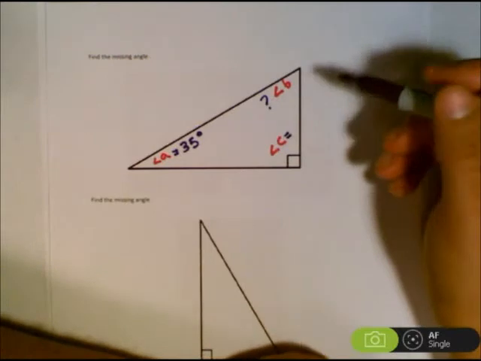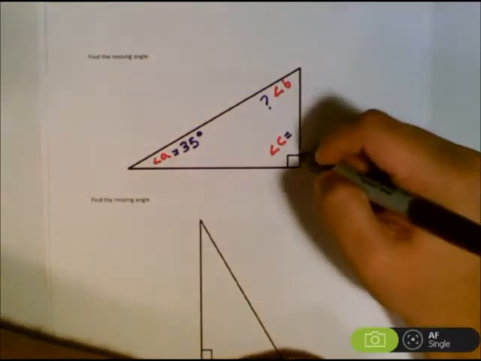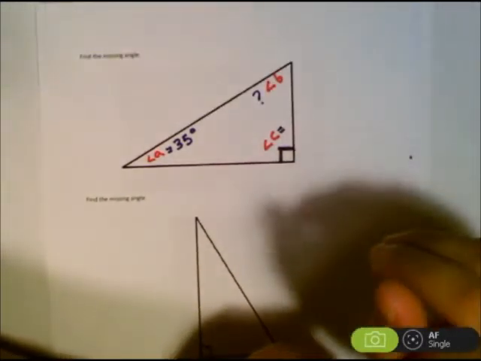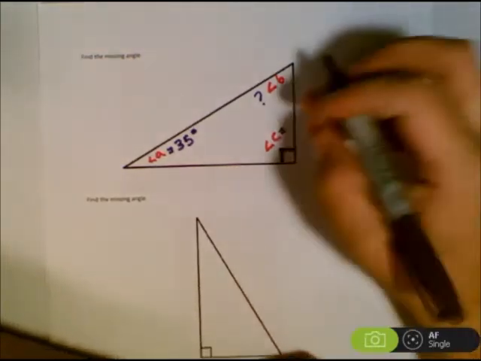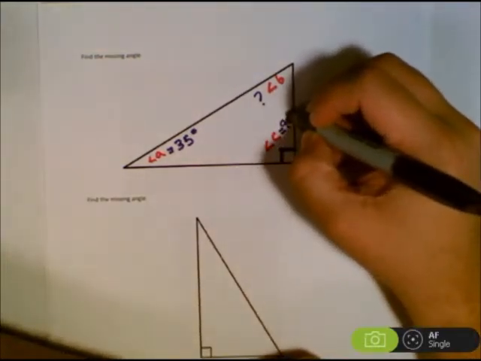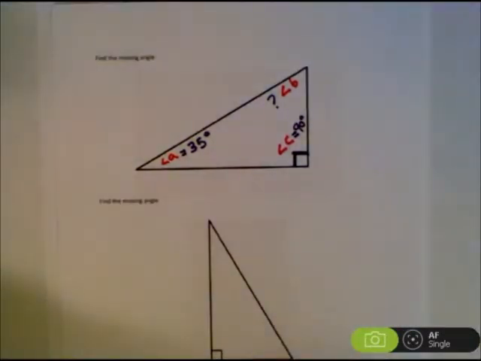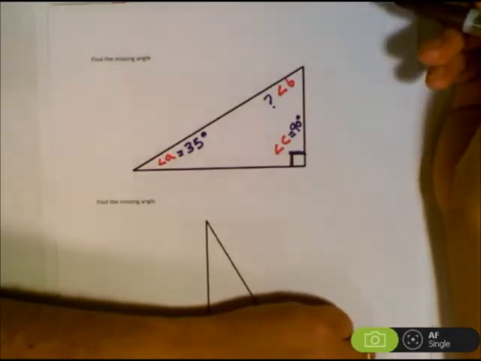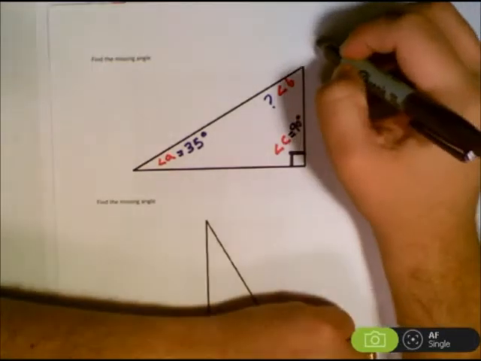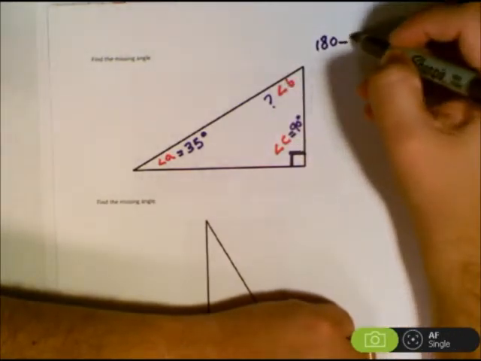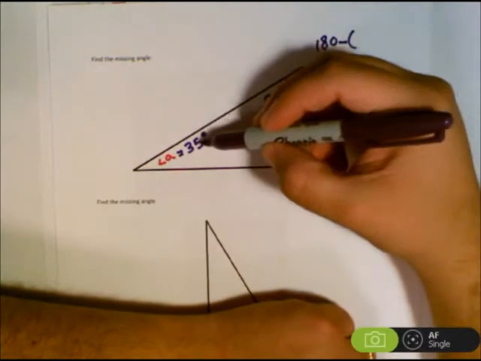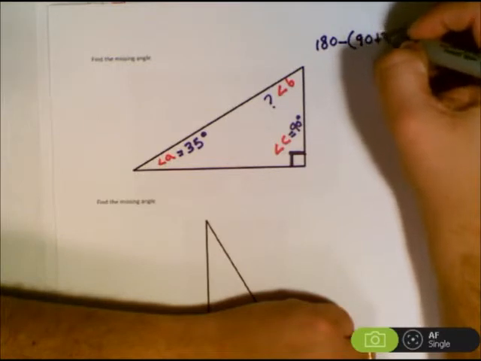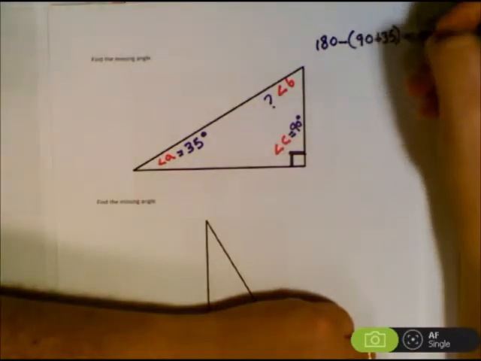Angle C, if you remember in the very beginning of the video, this little square stands for a right triangle, which is 90 degrees. So we know that angle C measures 90 degrees. The first way that we're going to solve for angle B is by writing an equation. What's the sum of all the measures in a triangle? 180 degrees. And we're going to subtract from that the sum of the known angles. We know angle A is 35 and angle C is 90. So let's have 90 plus 35, and that will give us angle B.